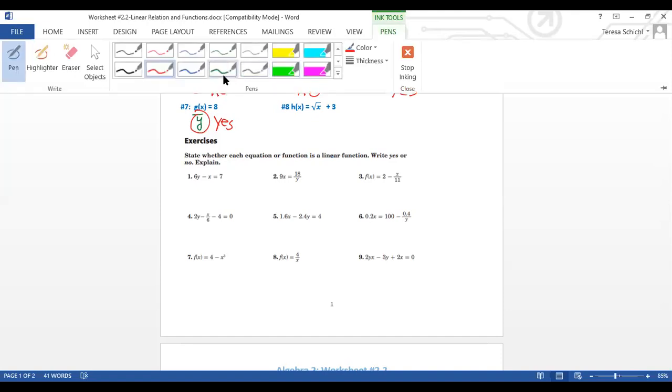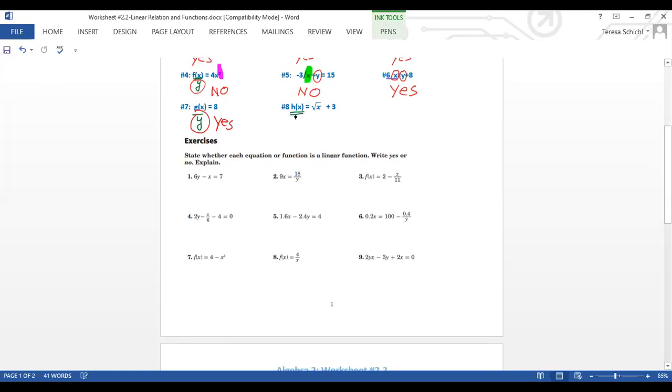Okay, so now the next one here is h of x. So this is y here. So this is y equal to the square root of x plus 3. Then you see, oh, what happened to the x here? Huh. I have a what? I have a square root, right?